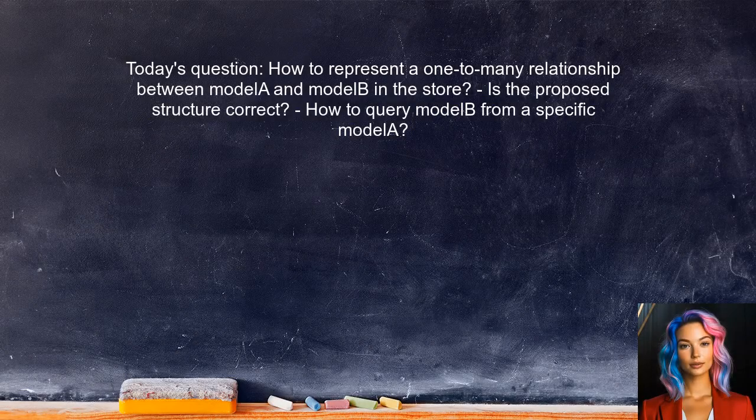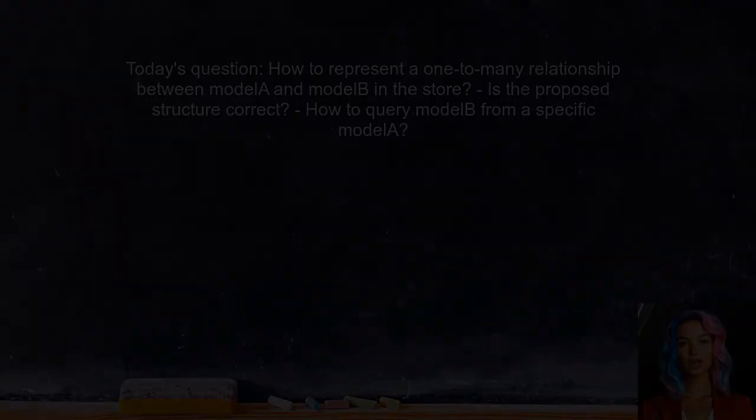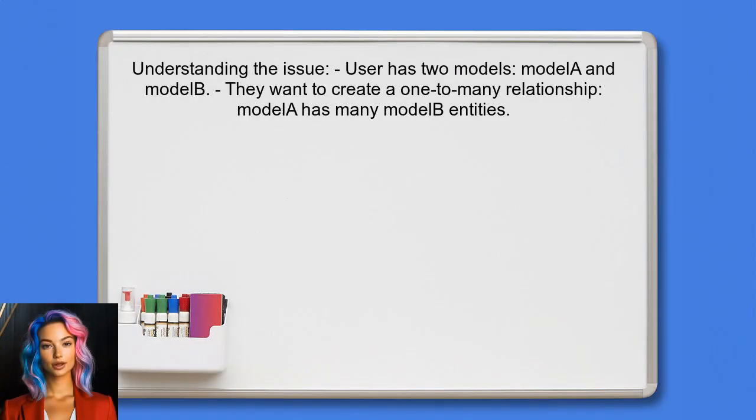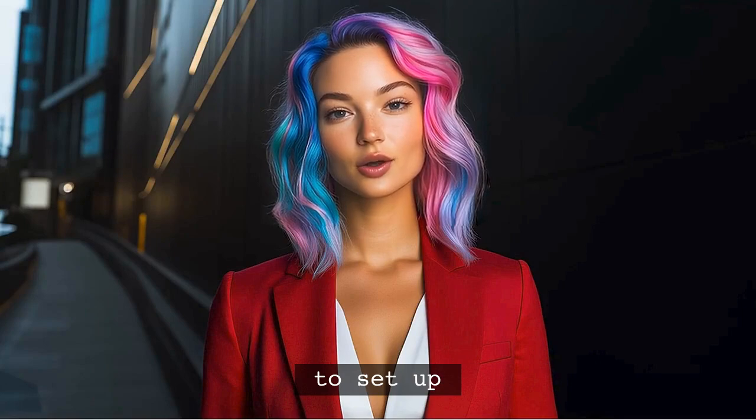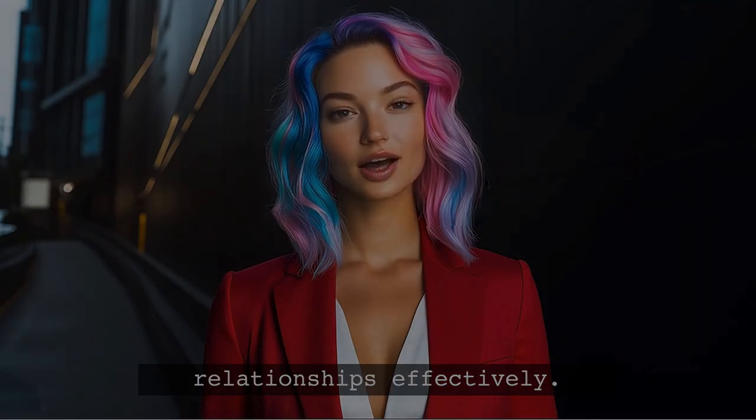Here's the specific question we're addressing today. One user asked how to represent a one-to-many relationship between Model A and Model B in their store. They want to know if their proposed structure is correct and how to query Model B from a specific Model A. To understand the issue, let's break down the user's store structure. They have two models, Model A and Model B, and they want to create a relationship where Model A has many Model B entities. This is a common scenario in applications that manage related data. Stay with me, because by the end of this video, you'll have a clear understanding of how to set up and query these relationships effectively.